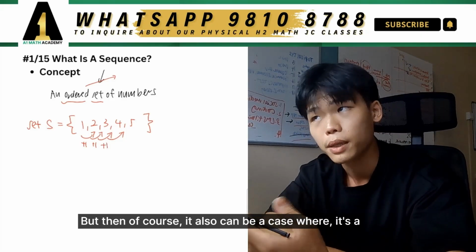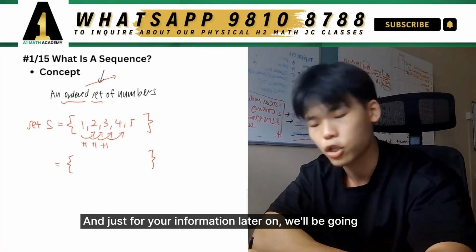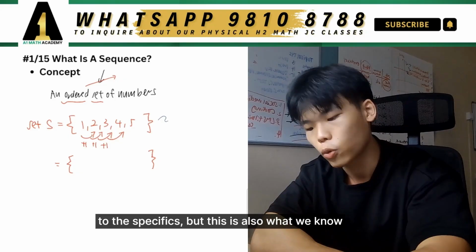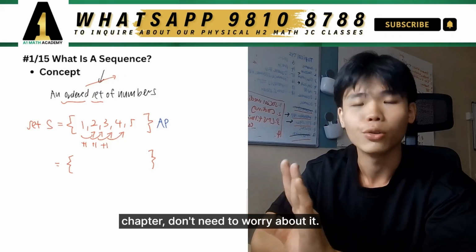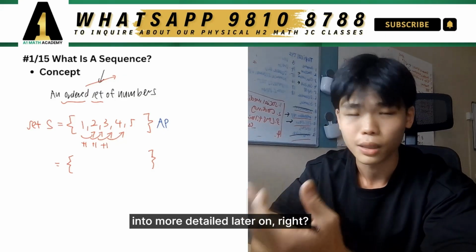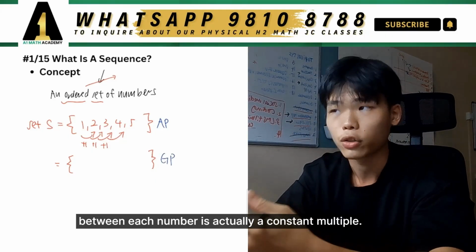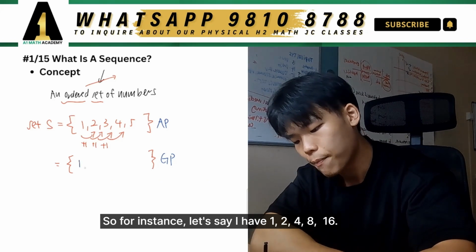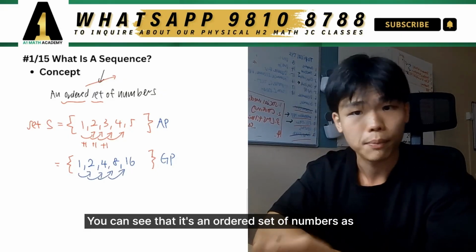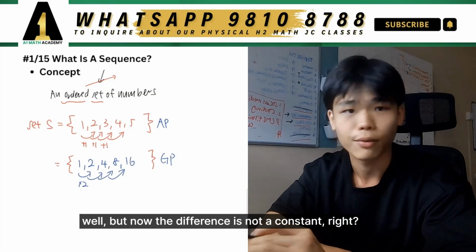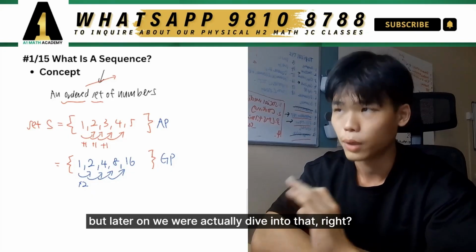But of course, it can also be a case where it's a sequence that does not follow this specific relationship. And just for your information, later on we will be going into the specifics, but this is also what we know as your AP, your arithmetic progression. But if it's your first time dealing with this chapter, you don't need to worry about it. We'll define that in a lot more detail later. But GP is another type where the difference between each number is actually a constant multiple. So for instance, let's say I have 1, 2, 4, 8, 16. You can see that it's an ordered set of numbers as well, but now the difference is not a constant, it's a multiple. So that's what we call geometric progression, and the first one is called arithmetic progression. But later on, we will dive into that.